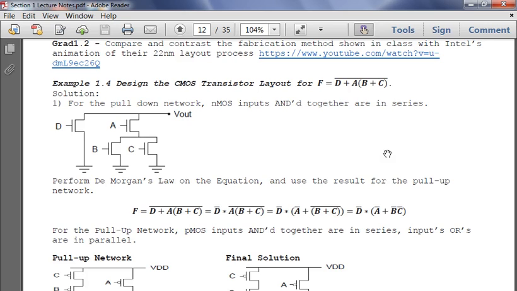So what we do is we look at the pull-down network, and you know that ORs are in parallel. So right off the bat, we start with B or C, right? They are in parallel. That goes to ground. And then it's ANDed with A, so in the pull-down network ANDs are in series. So we put A here, and again, we have D ORed with the quantity, so that means that D is in parallel.